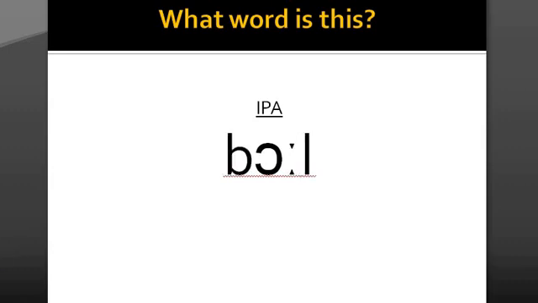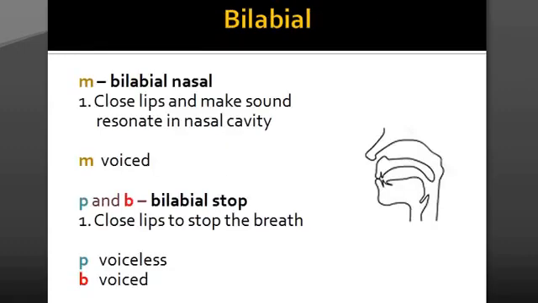What is this word? Yeah, ball. Okay, there's 2 L's in ball, but only 1 L sound, so we only need one L in IPA. Okay. So we talked about the vowels A, I, U, and today we learned a new vowel A.